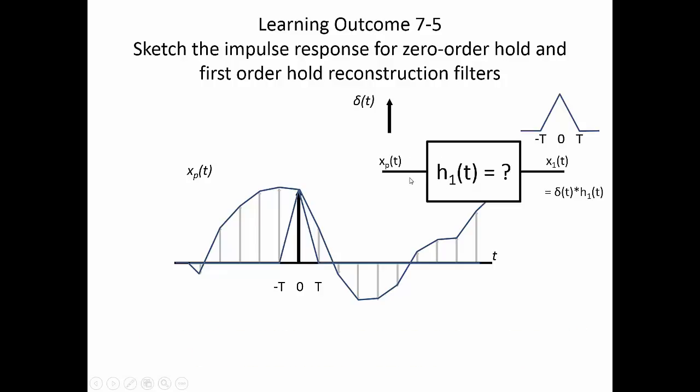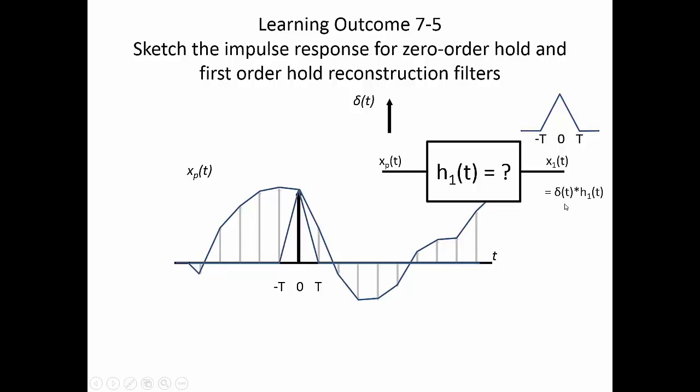Here's the problem we're trying to work. Again, we can consider the case where our signal at time 0 happens to have an amplitude of 0. So we've got delta of t. We want to put it through some sort of filter. We want to go from time negative T through 0 to T, going from an amplitude of 0 to 1 to 0. This is our desired output.